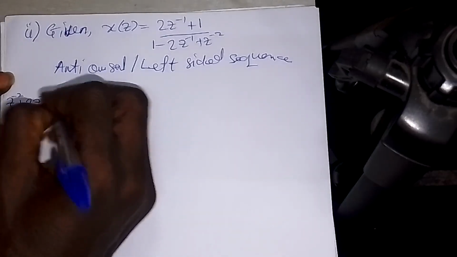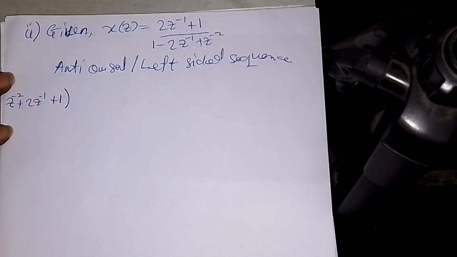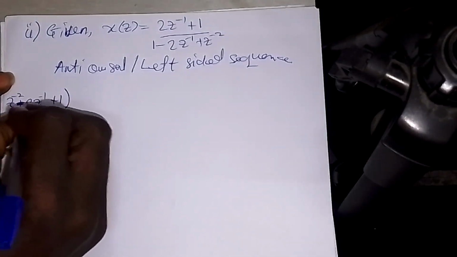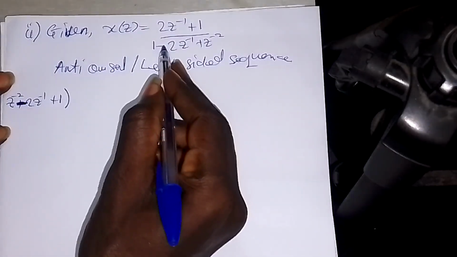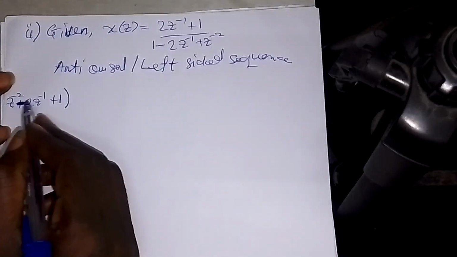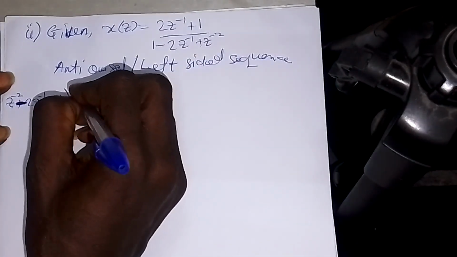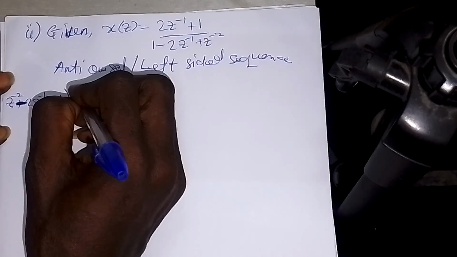And then I'll have plus 1 over here. Sorry, this one is minus. This place is minus, so it must be minus here. And then this one, I'm going to have 1 first. Wait a minute.